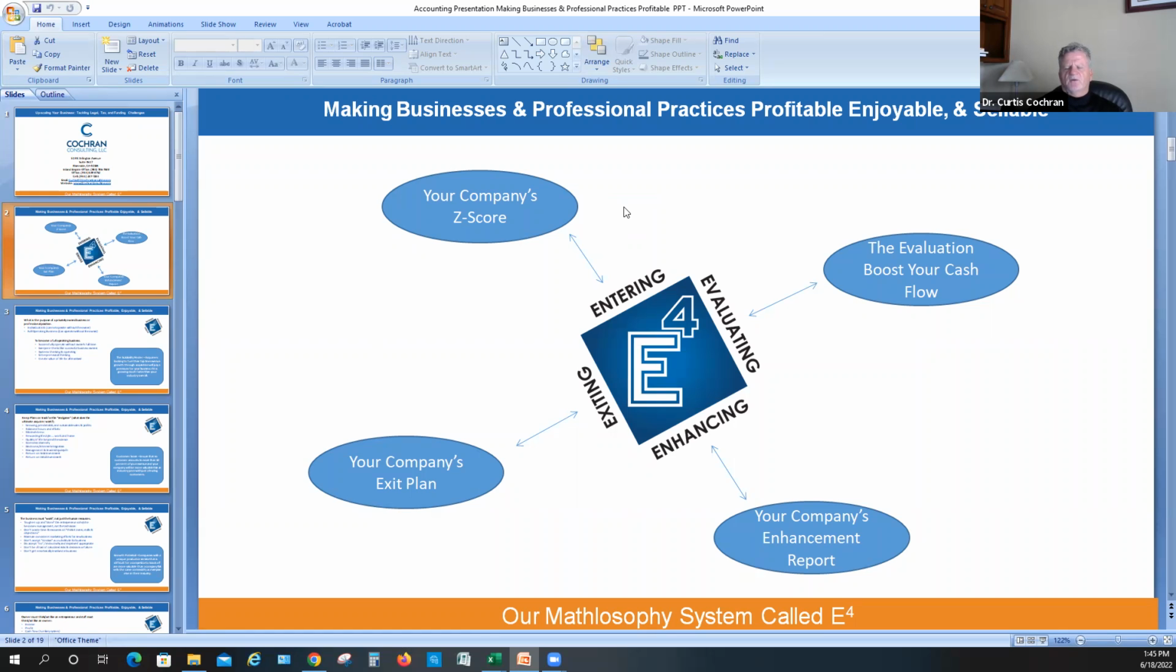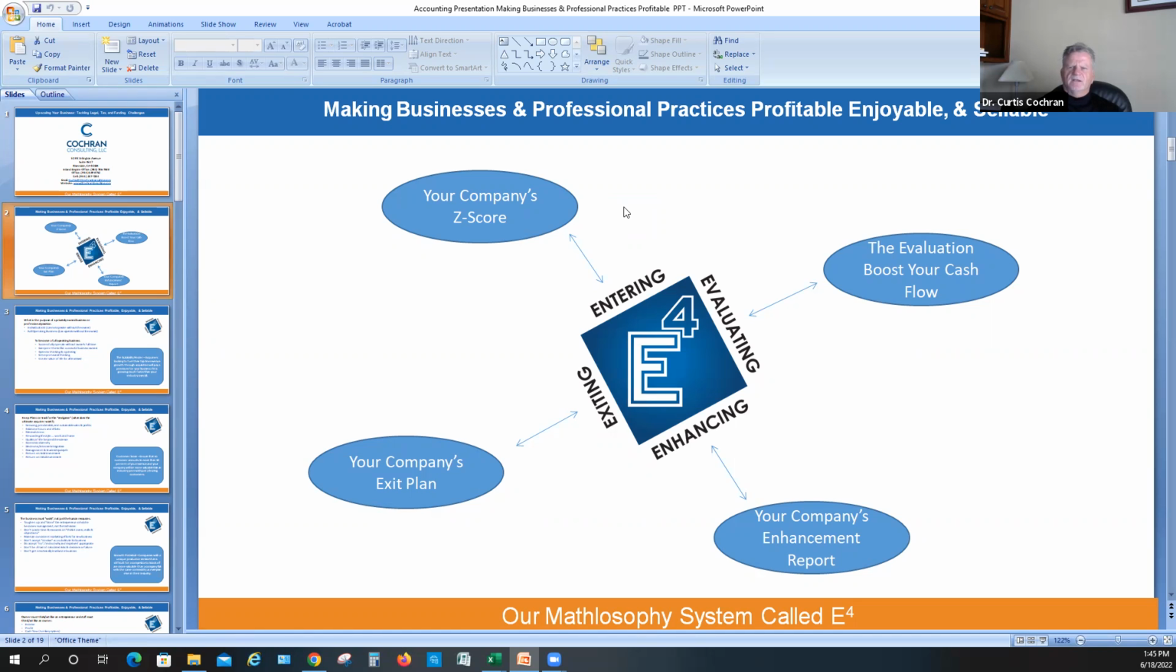The Z-score has been around for a long time. Banks used to use it a lot. I don't see them using it as much, but it is an excellent indicator of whether the business you're going to acquire is going to be there for you for the next 3 to 5 years. I know things change, we have variables we look at, but that's the idea.